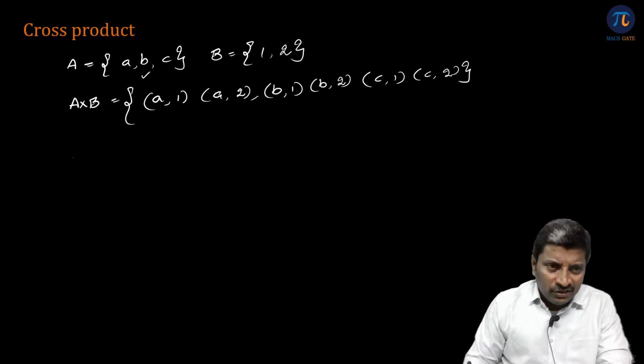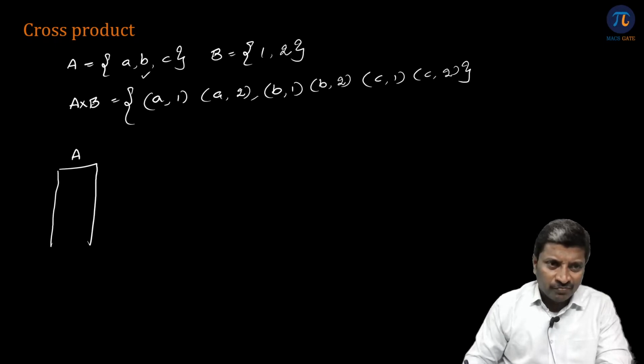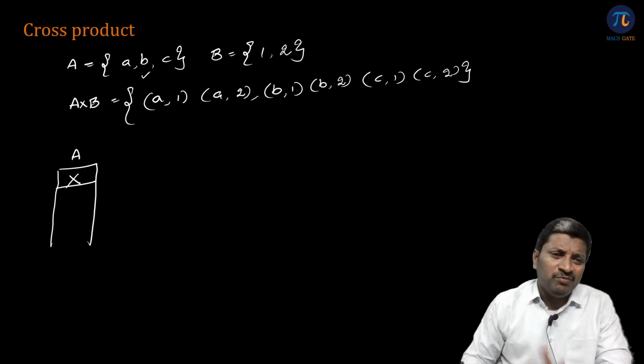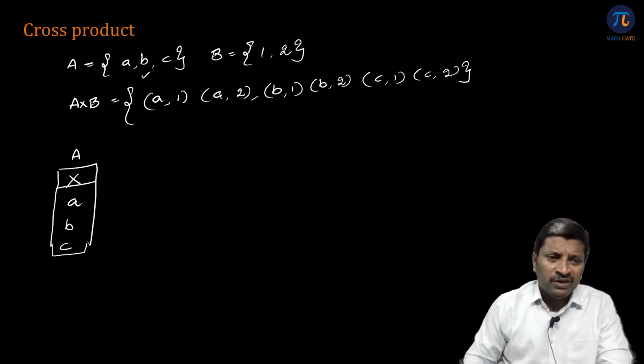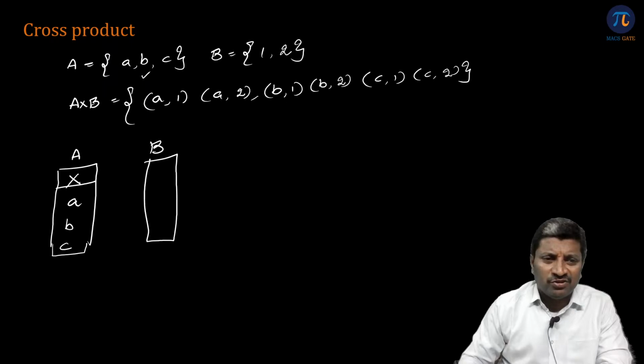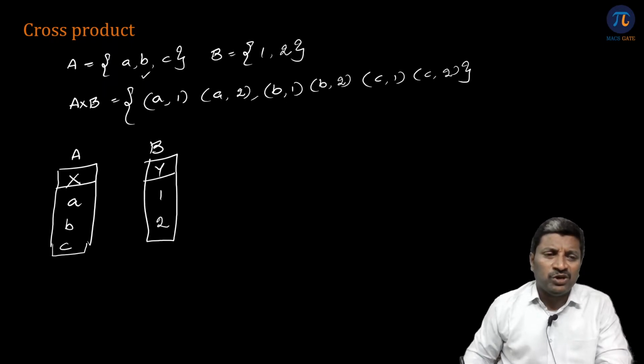Fine. Then let me reframe the same thing. Assume I have only one attribute. Let the name be X. I have three records A, B, C. The second set is B. There also I have only one attribute. Let us assume it is Y. Then what are you doing, sir?